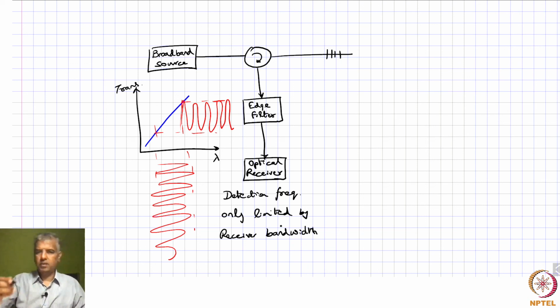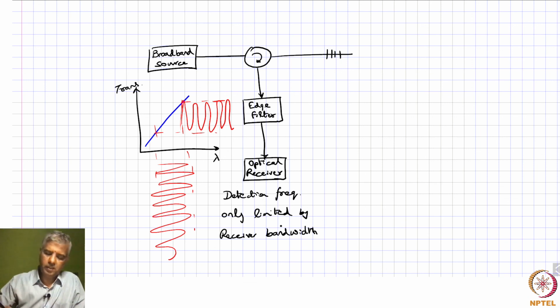So you can pick up frequencies even up to megahertz reasonably easily. Okay, so how are you able to do it? So what is this edge filter? Well, that edge filter is nothing but a dielectric filter stack.